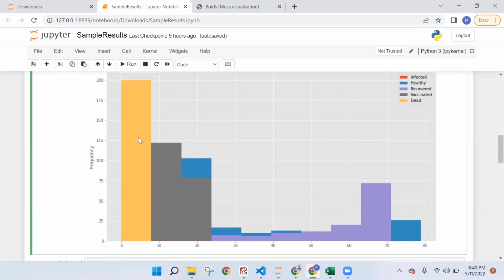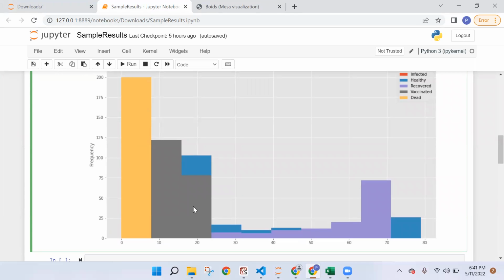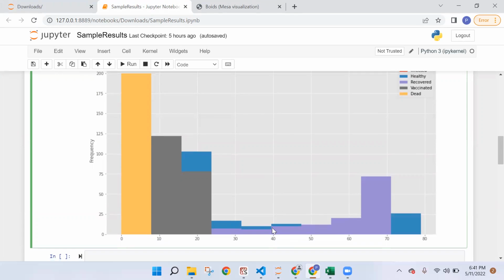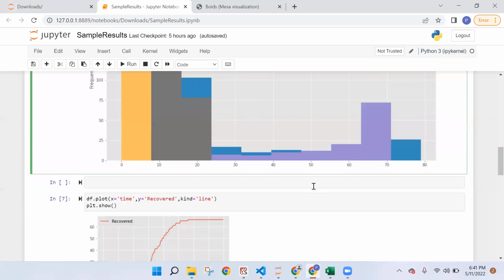Coming to the vaccinated people, around 10 to 15 of them lasted for 50 steps. After that, they maintain a constant. Recovery was happening at a very high rate at the end of the spread, because the spread will increase by the end, and suddenly it will stop. Healthy agents show a steep downfall. Essentially, more people get affected, and at the end, they maintain a constant value.